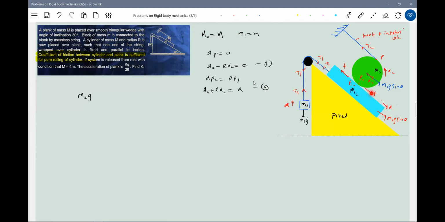So why are you taking this friction downward? Why can't this be upward? That's also a reasonable question, no? Nothing wrong if some student asks. Or shall we solve the problem, and if I get F negative, I'll change the direction? Okay, can we take a risk like this?